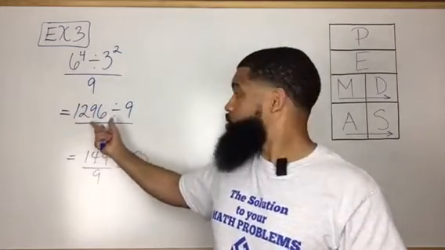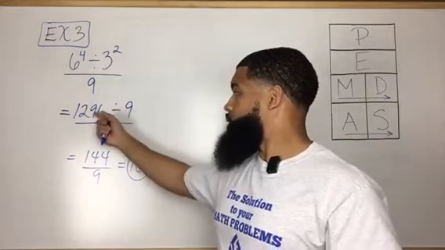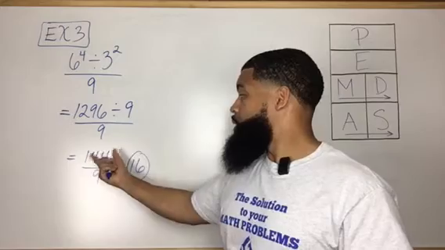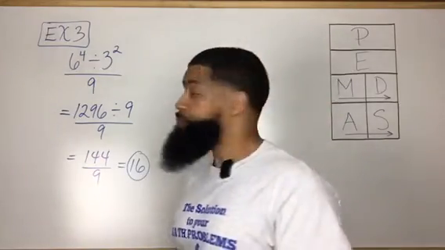So even though we had that large expression right here, 6 to the 4th power is a very large number, 1,296 divided by 9, we did the numerator, 1,296 divided by 9, first. That gave us 144. Then we took that and divided it by 9. We're left with 16.